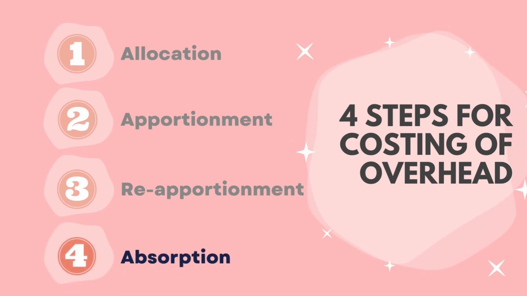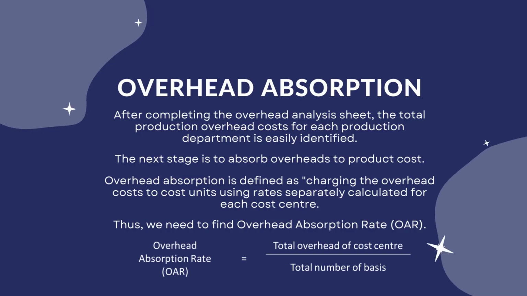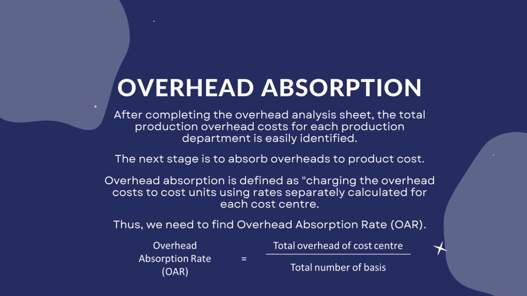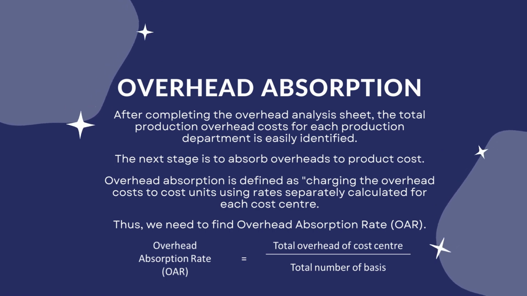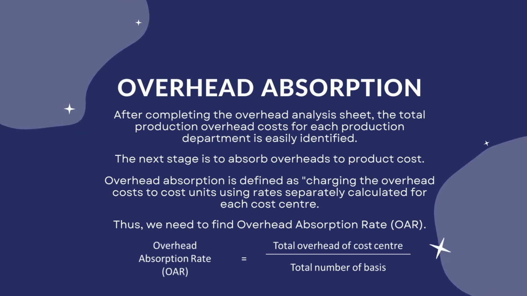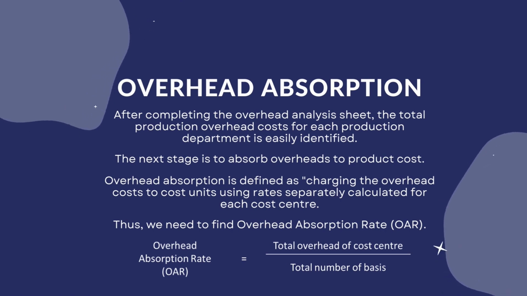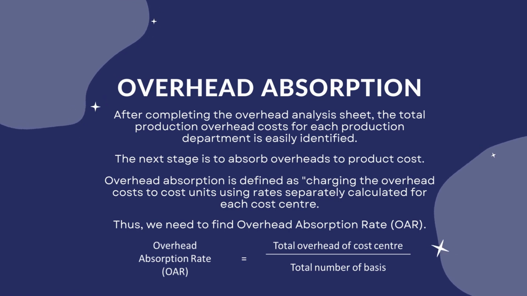The last step is absorption. Overhead absorption. After completing the overhead analysis sheet, the total production overhead costs for each production department are easily identified. The next stage is to absorb overheads to product cost. Overhead absorption is defined as charging the overhead costs to cost units using rates separately calculated for each cost center. Thus, we need to find the overhead absorption rate, OAR.